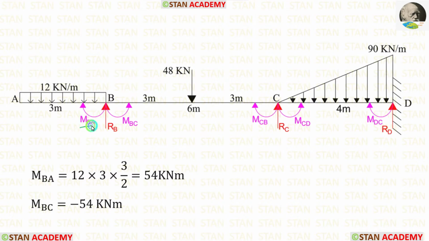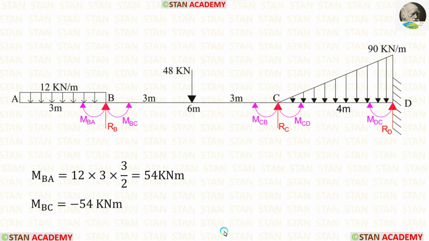The values of MBA and MBC will be same, but they will have the different signs. MBA is acting in the clockwise direction, so it will be positive. MBC is acting in the anti-clockwise direction, so it should be negative. But both of the values are same. To calculate MBC, we have to just change the sign of MBA. When we do that, we are getting minus 54 kN meter.